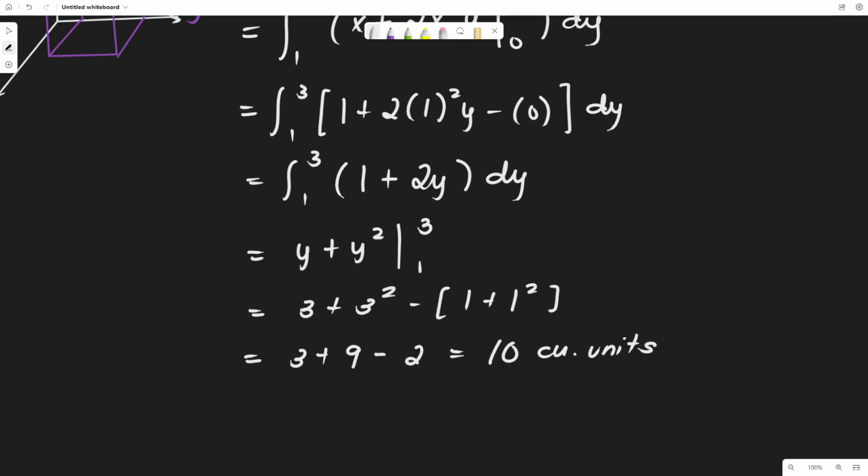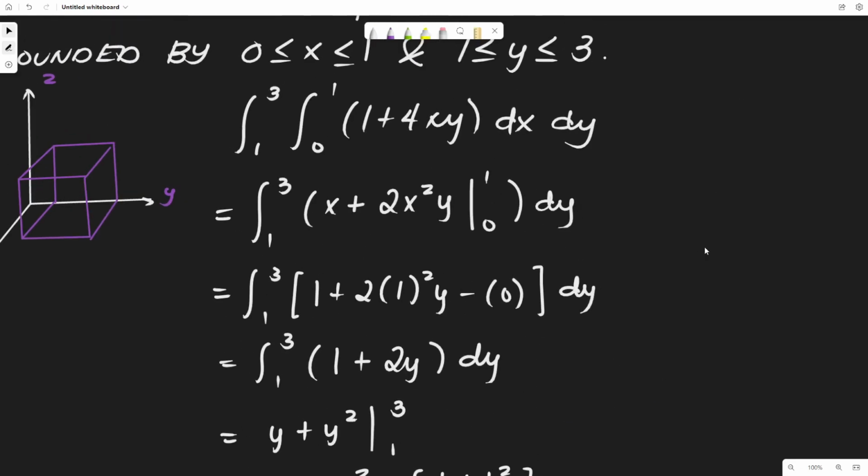Unless it was not stated, for example if a straight multiple integral was given and it was not said whether it is volume or energy or what, then we don't put units. But since volume is what is being asked, we put the unit. So, 10 cubic units. Okay? So that's how you do multiple integrals. Next, number 2.